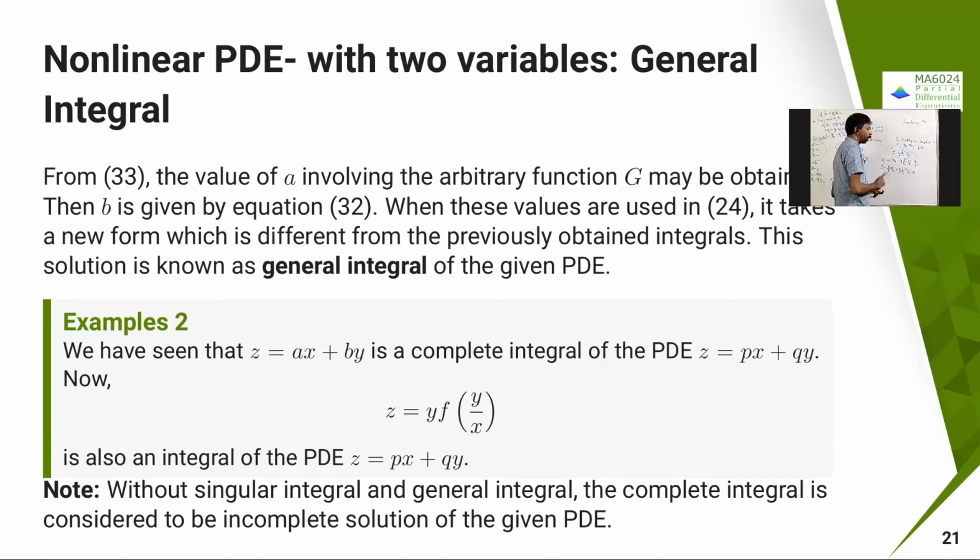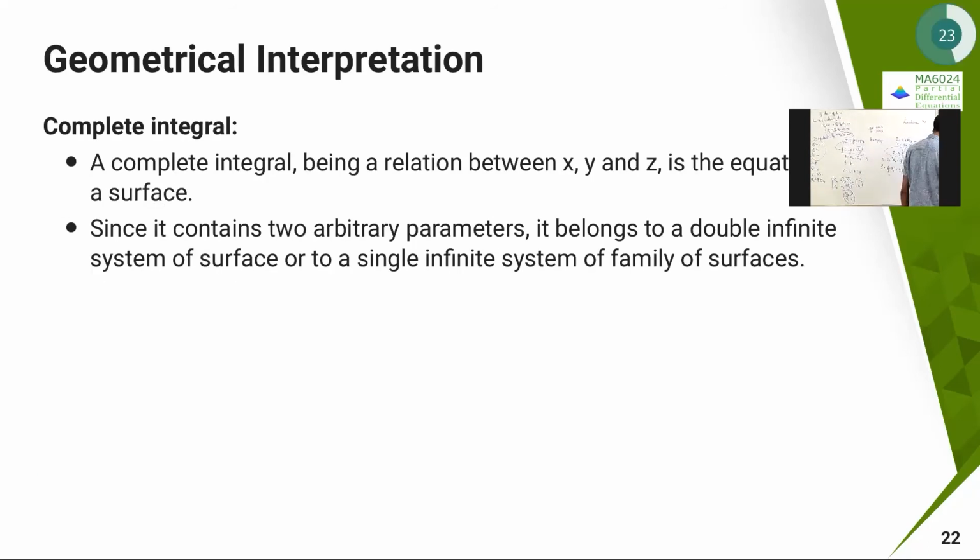Without the singular integral and general integral, the complete integral is called an incomplete solution. So in a general nonlinear PDE, you should not only find the complete integral, you have to calculate the singular integral and the general integral also. Then only your problem is going to be a complete solution. Otherwise, you are going to get an incomplete solution.